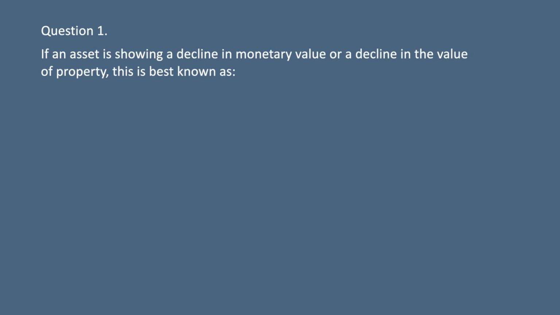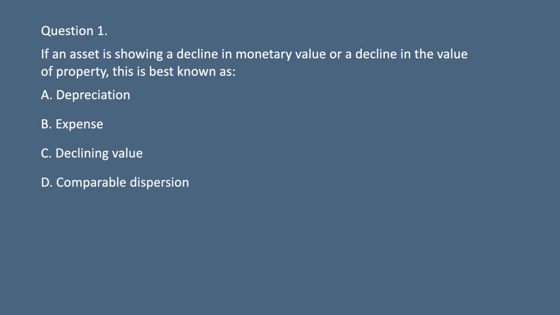Question 1. If an asset is showing a decline in monetary value or a decline in the value of property, this is best known as A. Depreciation. B. Expense. C. Declining value. D. Comparable dispersion. Answer. A.